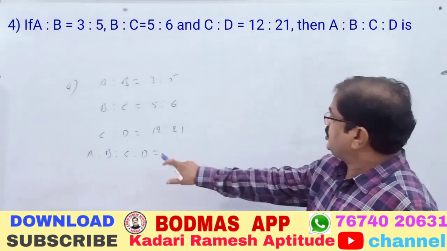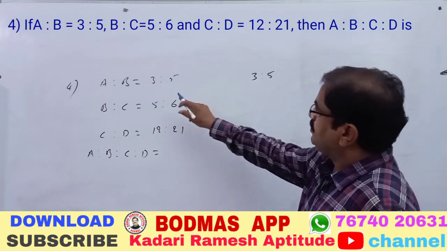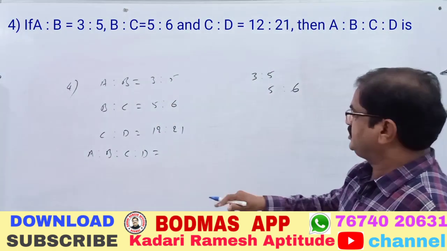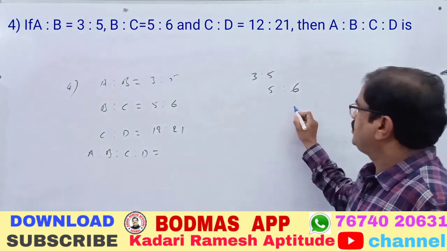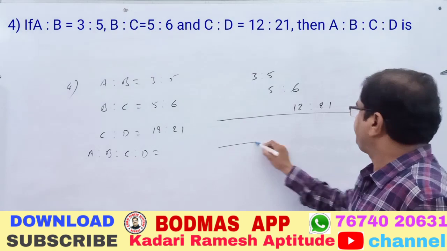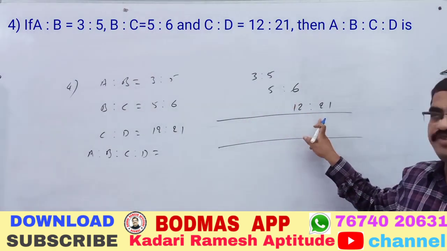A is to B is given as 3 is to 5, so first of all you write 3 is to 5. B is to C is given as 5 is to 6, so you write like this, 5 is to 6. Next, C is to D is given as 12 is to 21. Now please draw the line. So this is A is to B, this is B is to C, this is C is to D.